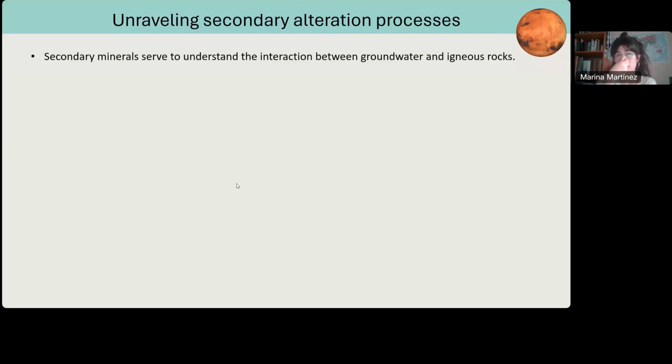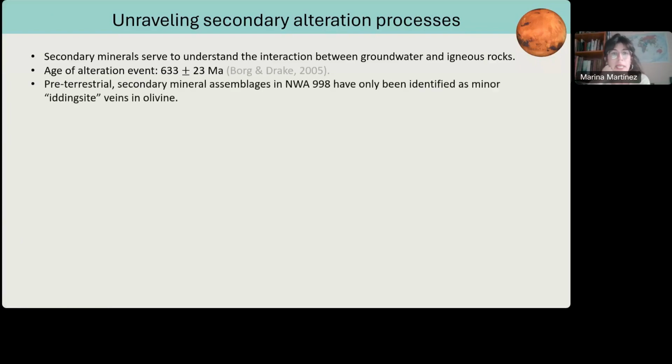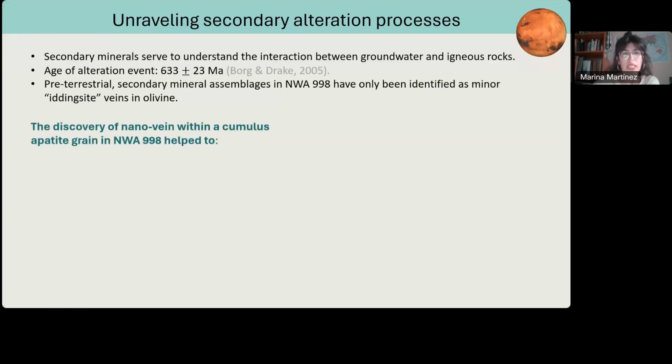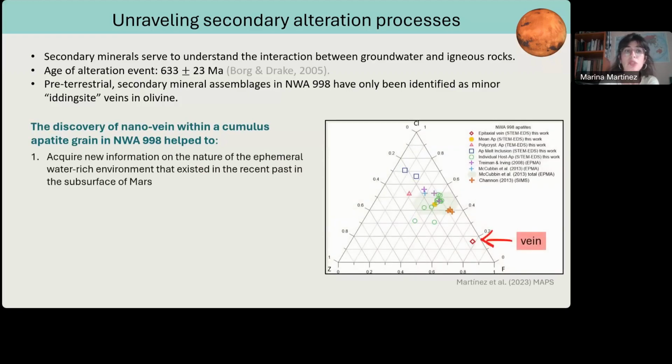Secondary minerals serve to understand the interaction between groundwater and igneous rocks. The age of the alteration event that altered nakhlites is 633 million years, which is quite recent in time. Up to date, secondary pre-terrestrial minerals in Northwest Africa 998 were only identified as minor iddingsite veins in olivine. So we discovered a nanovein within a cumulus apatite grain that helped to acquire new information on the nature of this ephemeral water-rich environment that existed in the recent past in the subsurface of Mars.